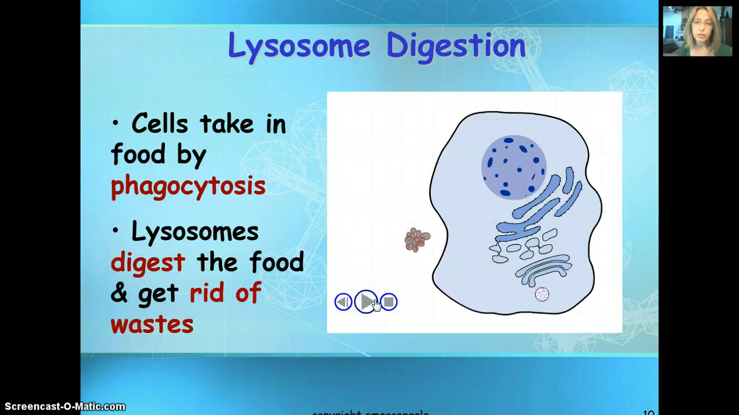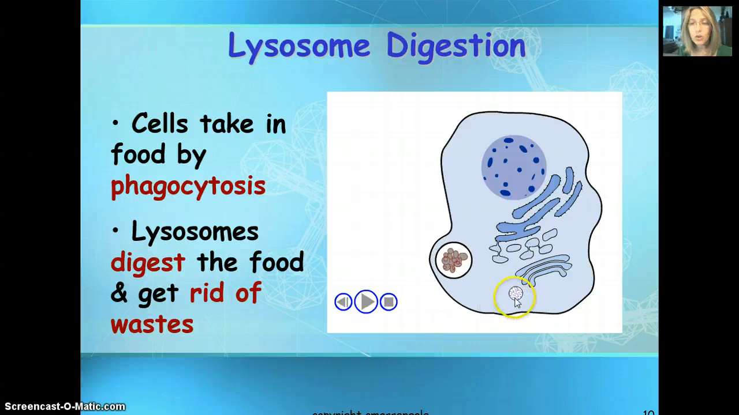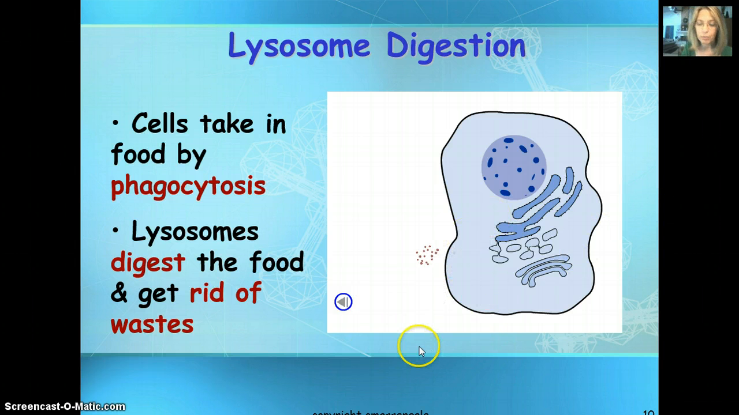How the cell gets food looks something like this. The lysosomes digest the food, breaking down the food into smaller particles that the cell can use, and then any wastes left over are released from the cell.